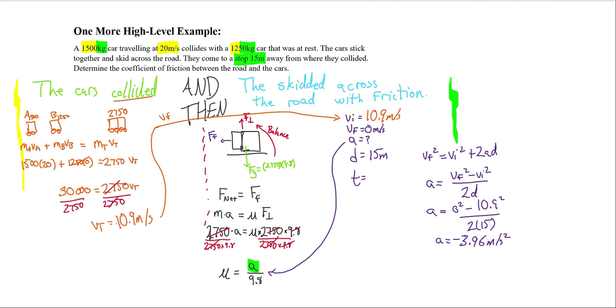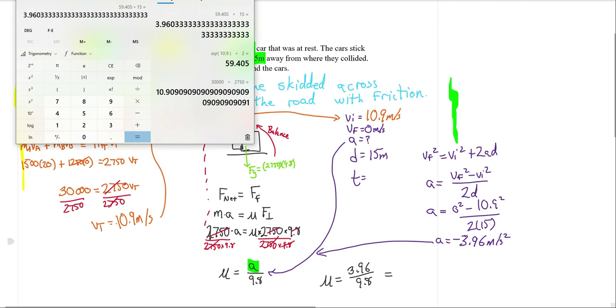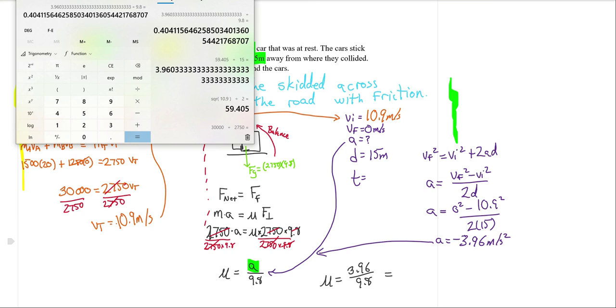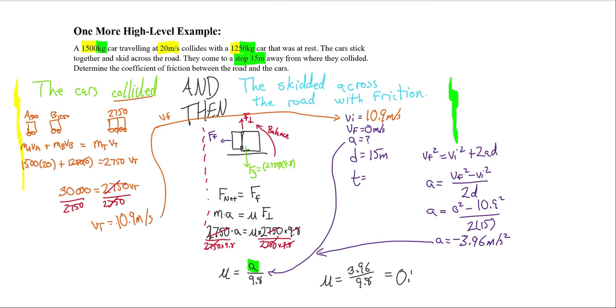We can substitute this, finally, into our coefficient of friction. Now, coefficient of friction is a scalar. It does not have any directions, so do not include that negative sign. That negative sign is the direction. That's all it is. And we see our coefficient of friction is 0.40.